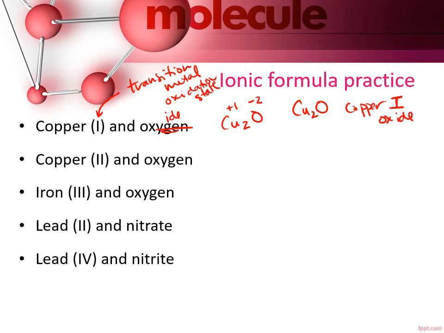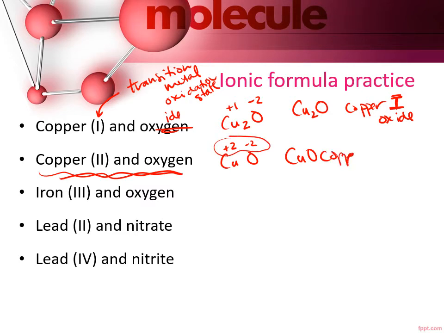I need to keep that Roman numeral in the name because if I look at this guy, copper 2 and oxygen, this copper has a +2 charge. Oxygen still has a -2 charge. And I have CuO. No 2 necessary because these guys already balance each other out. This is copper 2 oxide. I need to keep those Roman numerals in the names so that I know that these are different compounds. Good. All right, let's do some more practice.